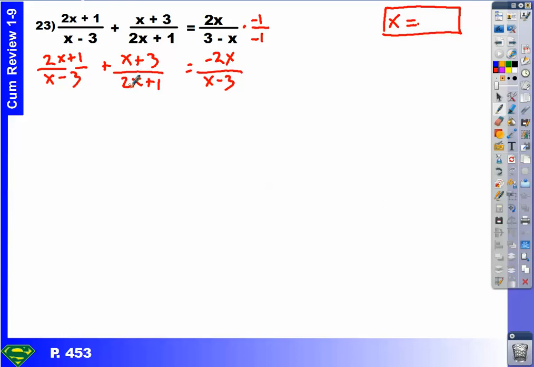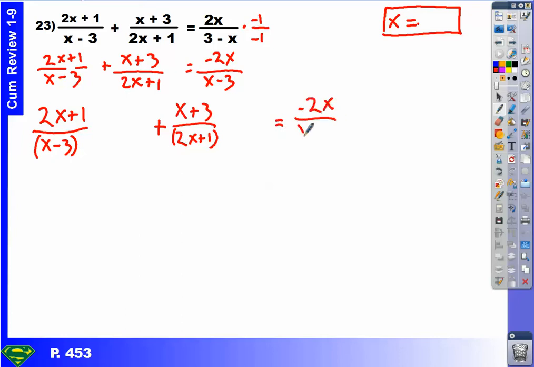So first I'm going to write the problem as it stands, 2x plus 1 over x minus 3. Just to make life easier, I'm going to put this in parentheses so you'll see why I'm doing that in a second. I'm going to provide a space, then I'm going to put my next term. So I have x plus 3 over 2x plus 1, and that's one whole group. Leave a space, is equal to negative 2x over x minus 3. And again, I'm going to put parentheses around it.